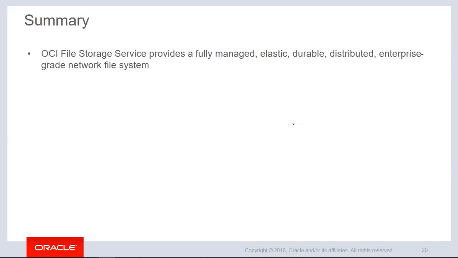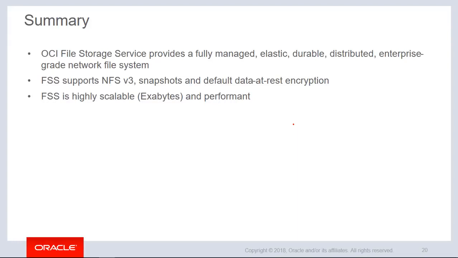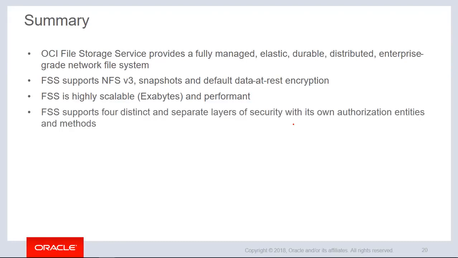So to summarize, OCI File Storage Service provides a fully managed, elastic, durable, distributed, enterprise-grade network file system in the cloud. Today we support NFS v3 and support various features like snapshots, data at rest encryption, security list, export options, various security mechanisms. It's highly scalable. You saw the scale can run into exabytes, and it's highly performant. NFS supports 4 distinct and separate layers of security, and we went through what those security layers look like.